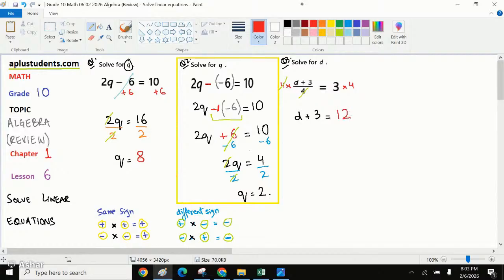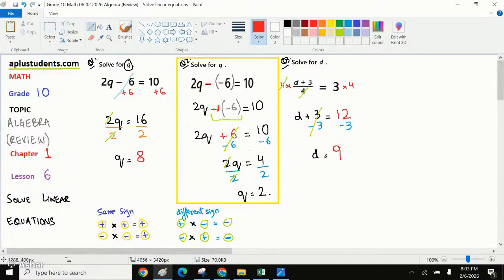In order to remove from the denominator, we multiply with the same denominator into the numerator on either side. Let's try removing this 3. When we need to remove this 3 from the left side to the right side, it was plus 3. Therefore, we subtract 3 on either side. Plus 3 and minus 3 cancel out, and the value of D comes out to be 12 minus 3, that is 9.